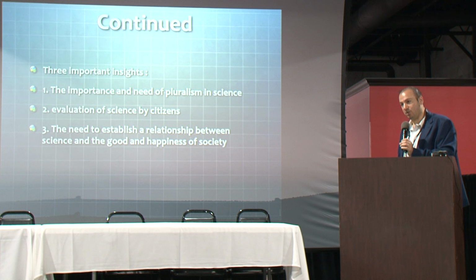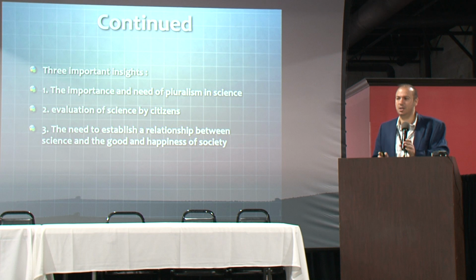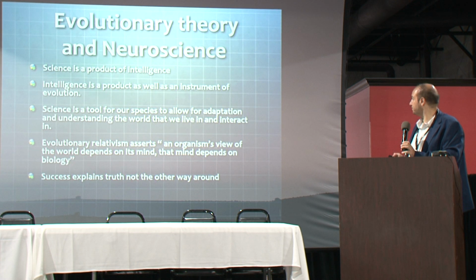Evaluation of science by citizens. Science should be evaluated by citizens, and I agree with Feyerabend about that. Science should not be completely isolated from its impact on our social situation. That leads me to the third thing about science: the need to establish a relationship between science and the happiness and the good of a society. Science, again, is not in a vacuum. If it doesn't lead to the good and happiness of society, our species, then there's something wrong with it.